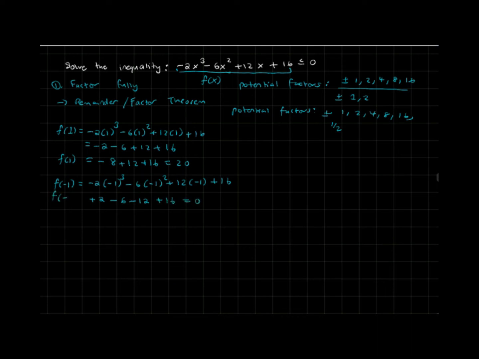So f of negative 1 gives you 0. So therefore, according to factor theorem, x plus 1 is a factor. Okay, so now that we know we have one of the factors, what we want to do is find the rest of the factors.